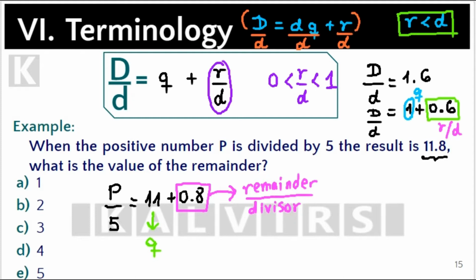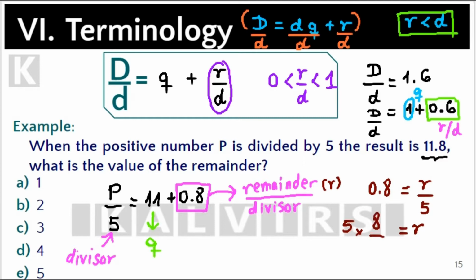We know that the divisor is 5. Now, let r be the remainder. Therefore, 0.8 is r over 5. The remainder is 5 times 0.8. 0.8 is 8 over 10. Finally, solving for r, the remainder is 4. Choice D is correct.